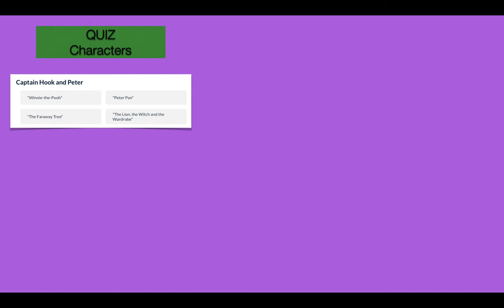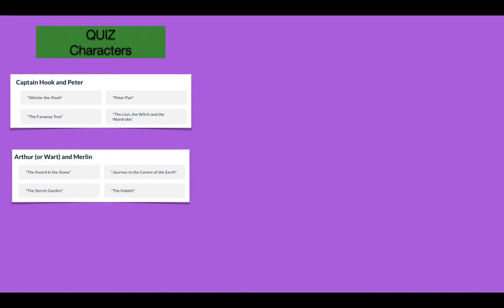Is it number 1, Winnie the Pooh, number 2, Peter Pan, number 3, The Faraway Tree, or number 4, The Lion, the Witch, and the Wardrobe? Arthur, or his nickname, Wart, and Merlin are characters from which book or animation? Number 1, The Sword and the Stone, number 2, Journey to the Center of the Earth, number 3, The Secret Garden, number 4, The Hobbit.